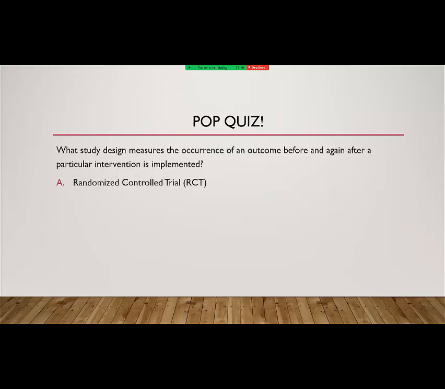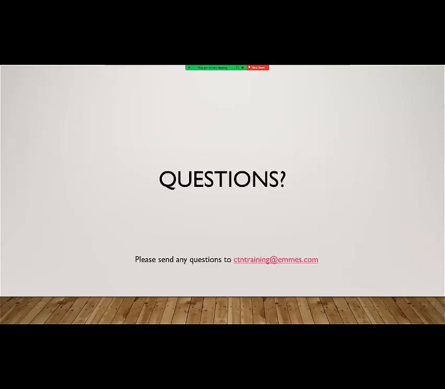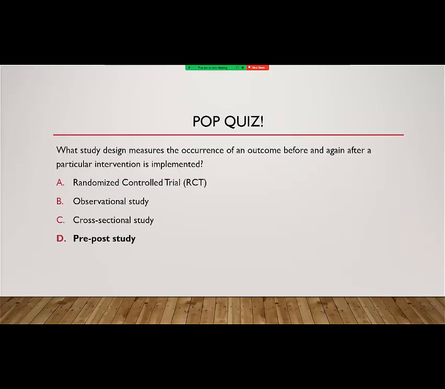Okay, time for another pop quiz for you. What study design measures the occurrence of an outcome before and again after a particular intervention is implemented? Well, you got it right if you answered D. Pre-post study design is when you measure the occurrence of an outcome before, provide the intervention, and then take another post.